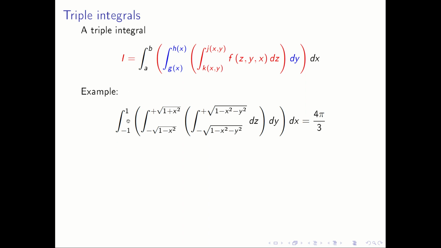So think about it a bit, this is really nothing but the integral of 1 over a sphere in 3 dimensions, so a sphere of radius 1 in 3 dimensions. And the value is of course the volume of the sphere, which is 4 pi by 3. So let's just check whether that's what comes out.